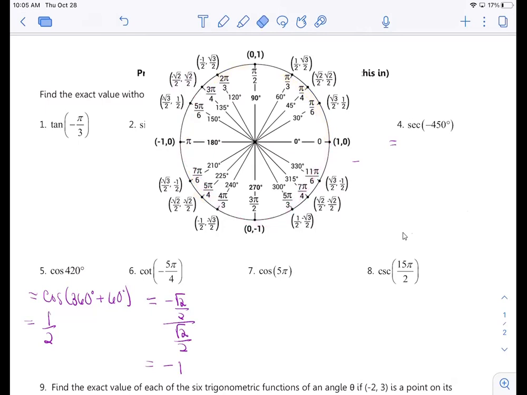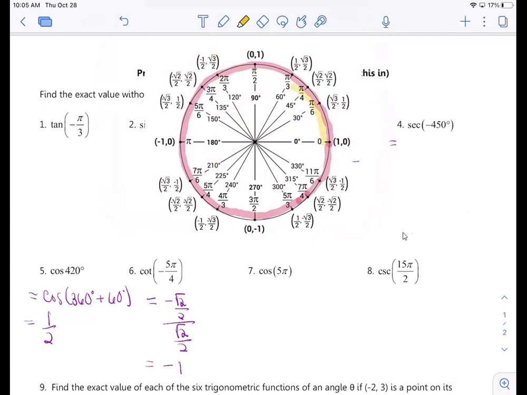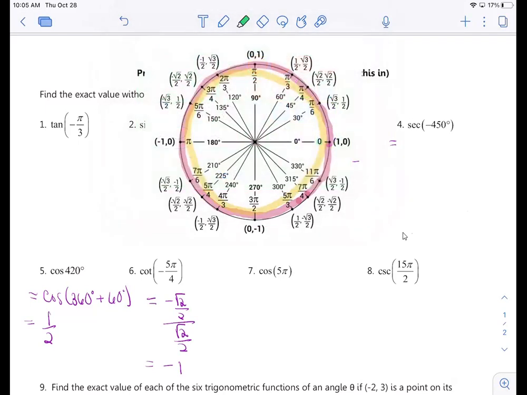Cosine of 5π. This one, pay attention. Remember, when you go around the circle once, that is 2π. All right, then I got to go around again. That is 4π. Then you got to get to 5π. Let me choose a different color. So now I'm at 4π. If I go 1/2 of a circle, that would give me 5π. So I end up here.